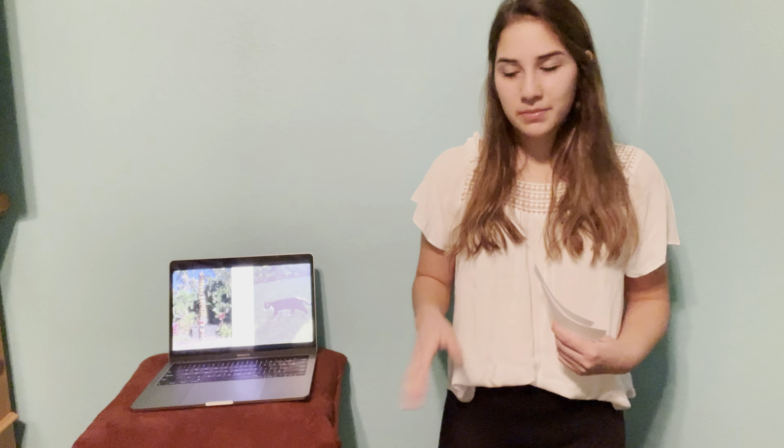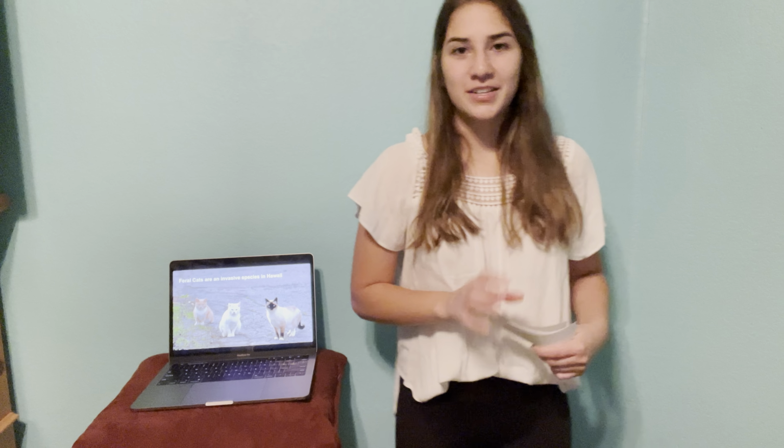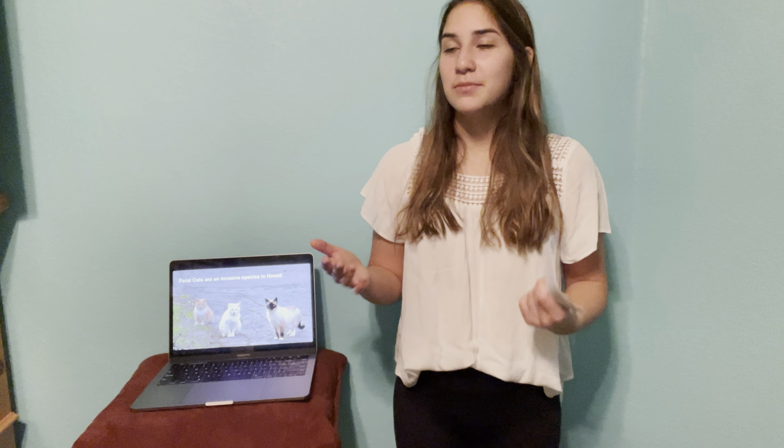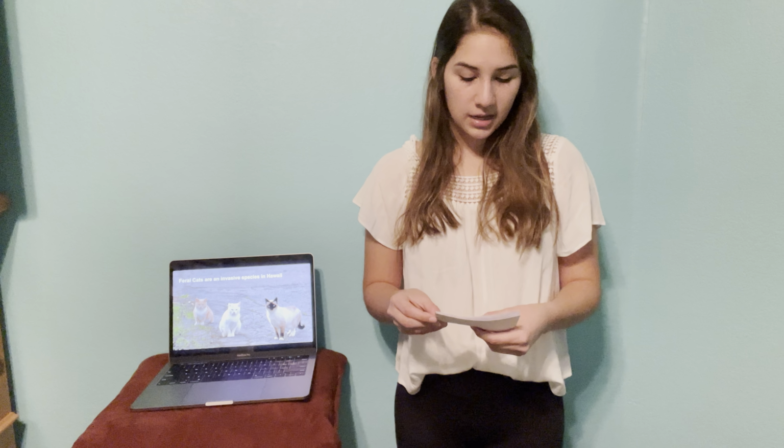So I bet you're wondering by this point, what is this invasive species? And this invasive species is called feral cats. Now, feral cats are a wild variant of the regular cats that we see domesticated in households. But the difference is that these cats didn't grow up with human contact or human connection, so they're not used to it.